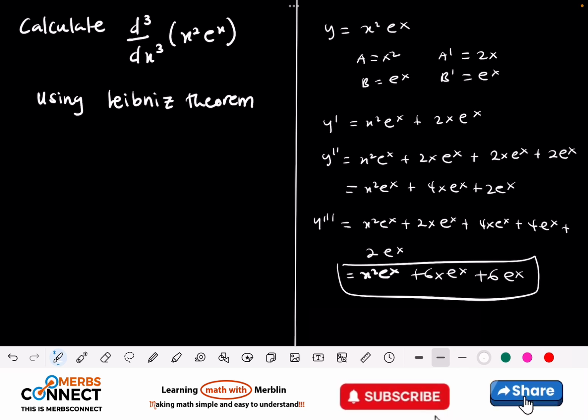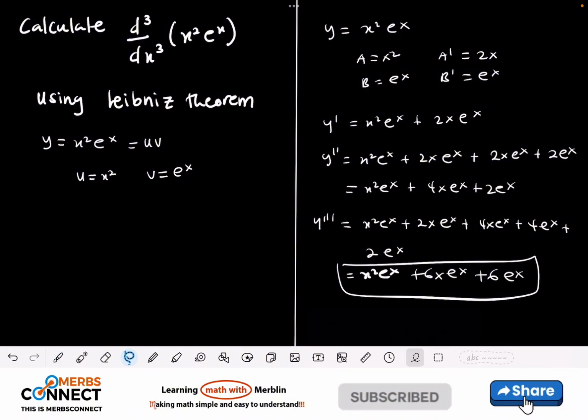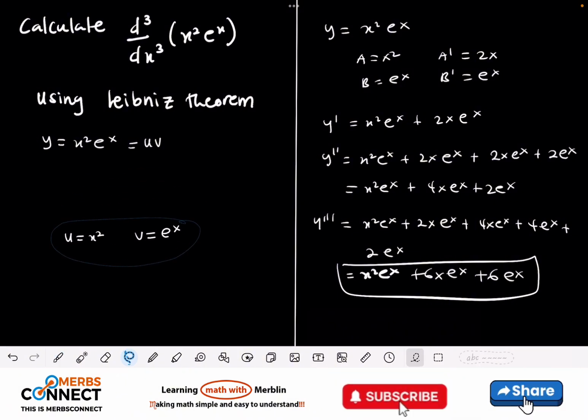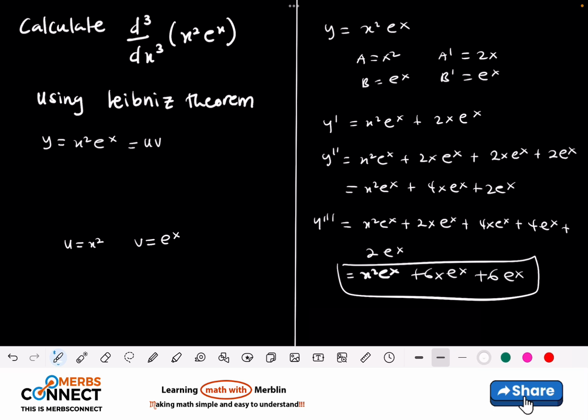So now here, as I said, I pick my y to be equal to x squared e^x. What I need to do is pick my u and my v_n, because this is equal to u v_n. My u is the one that I can differentiate to a constant term. So here I'll pick u to be equal to x squared and v_n to be equal to e to the power x. I forgot to write the formula first. When you write the formula, it helps you to know what you are going to do.